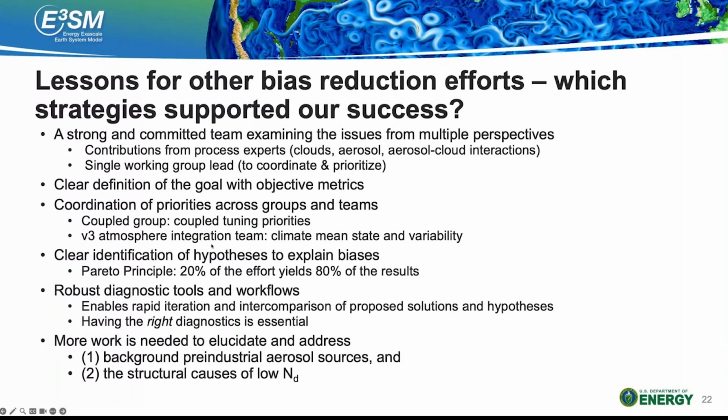For other bias reduction efforts, I think it was really critical that we had a team that brought together multiple perspectives on the issues, including from the cloud side, the aerosol side, and aerosol cloud interactions expertise and expertise on diagnostics, and that this was coordinated through a central point of contact. I do think that was really critical to success here. And I think also having a clear definition of the goal with objective metrics and then coordination across other groups with the coupled group and the V3 atmosphere integration team was important as well.